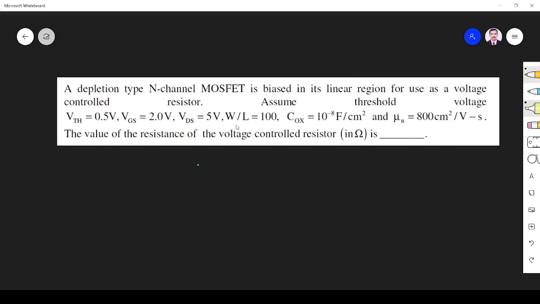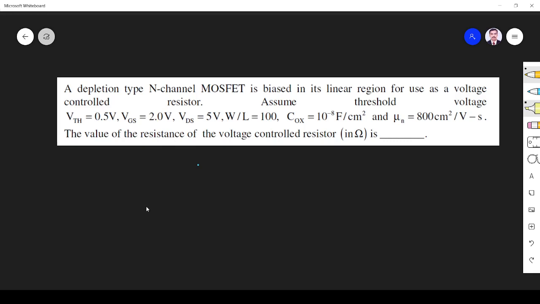Hi friends, in this video let us solve MOSFET problems. I have already put 2 videos on problems. This is the last one and the third video. A depletion type N-channel MOSFET is biased in its linear region for use as a voltage control resistor. They are given VT, VGS, VDS, W by L ratio, COX and mu N. What is the value of the voltage control resistor?